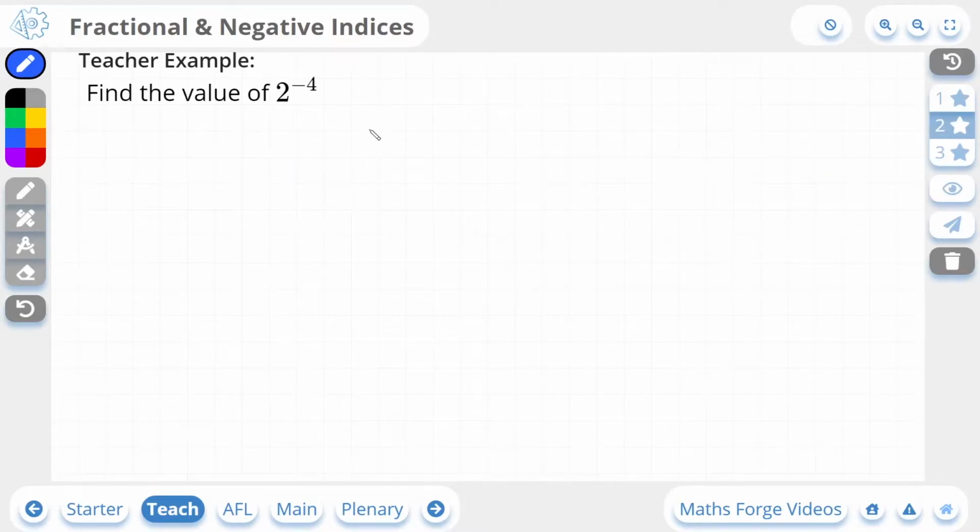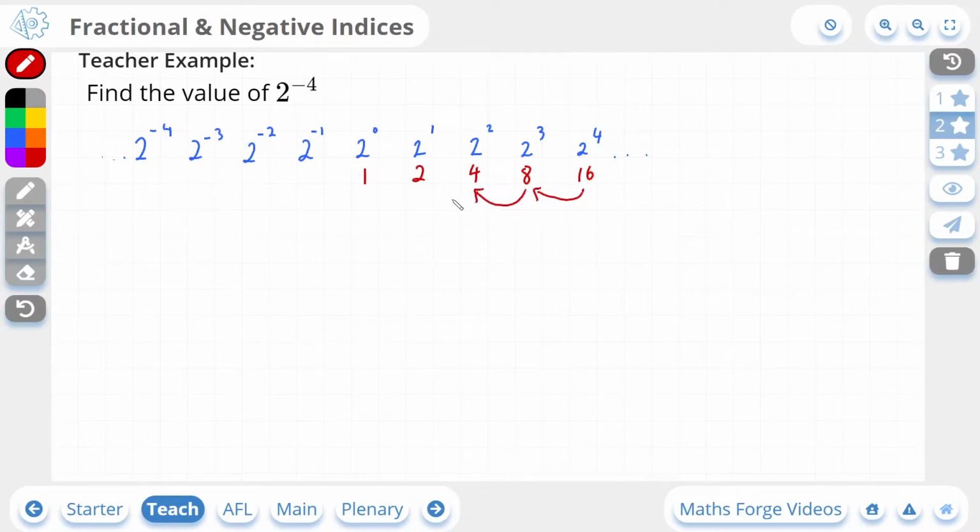And the understanding behind this technique comes from the following. I've written a sequence of numbers with a base of 2, and the powers are climbing up by 1 each time. So we know 2 to the power of 4 is 16, 2 to the power of 3 is 8, 2 to the power of 2 is 4, 2 to the power of 1 is 2, and 2 to the power of 0, or anything to the power of 0, is 1. As we get into the negative powers, take a look at what's happening to the numbers in your sequence as you go to the left by 1. Every time we go to the left by 1, the numbers are halving. They are dividing by 2 each time.